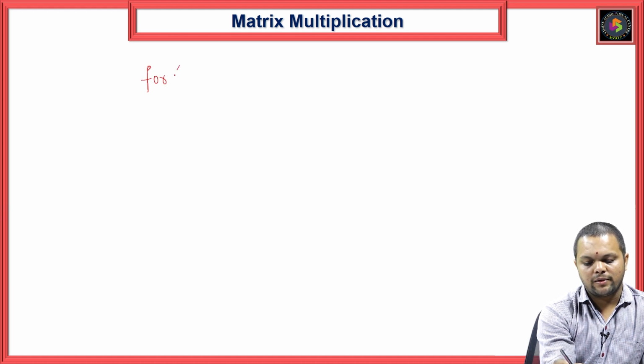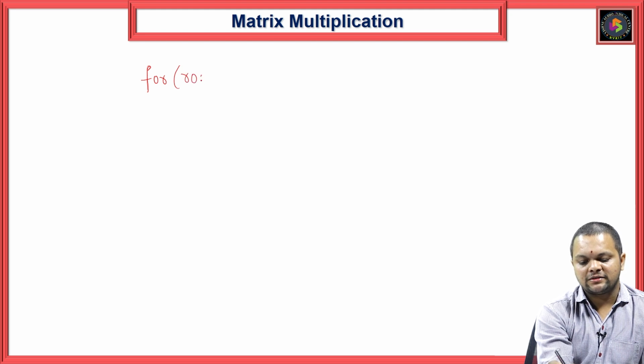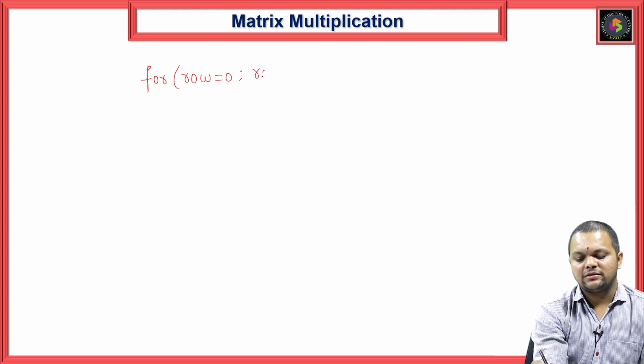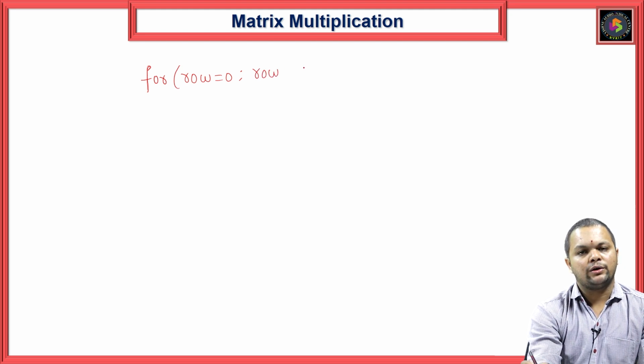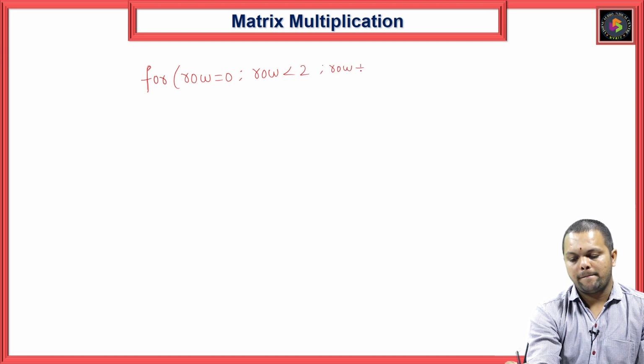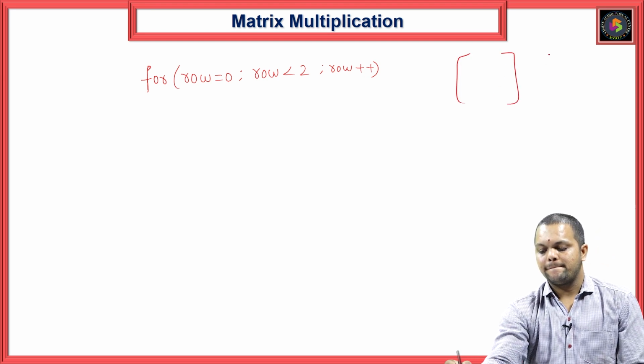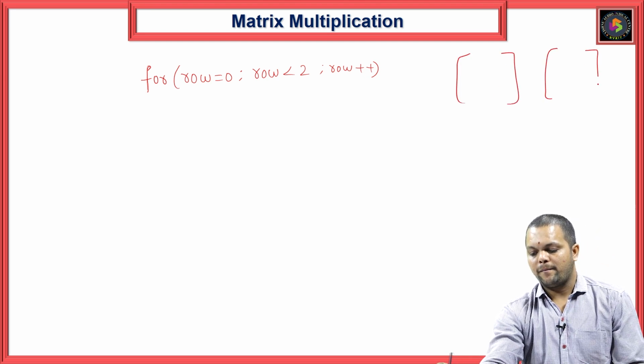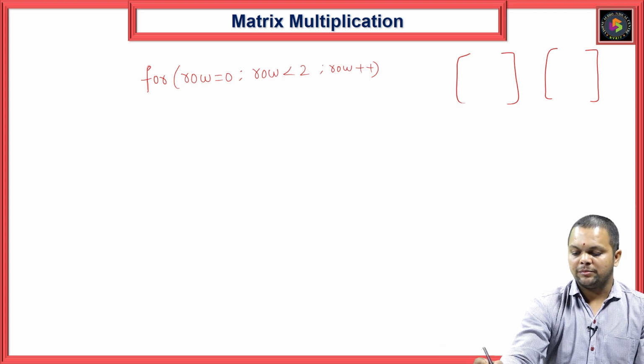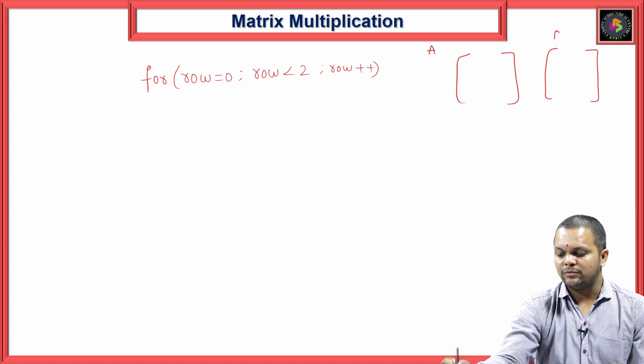I'll take a for loop. I'll take first one as row equal to 0. Let me say I have a 2 by 2 matrix. Row less than 2, row plus plus. So I'm just giving it here. Let me say this is A matrix. Let me say this is B matrix.